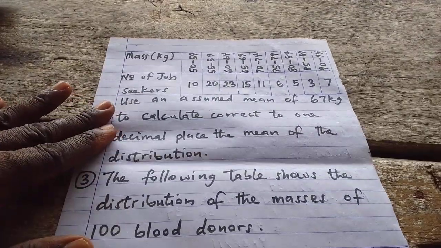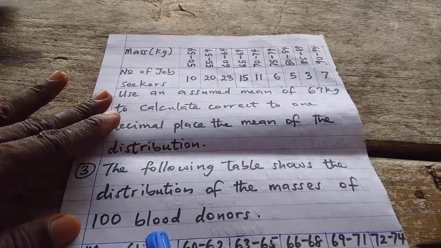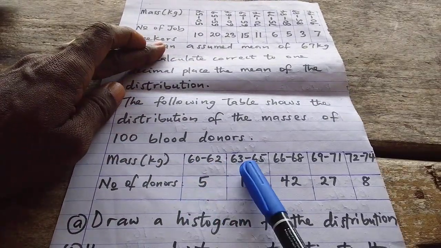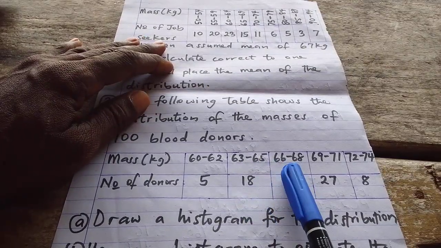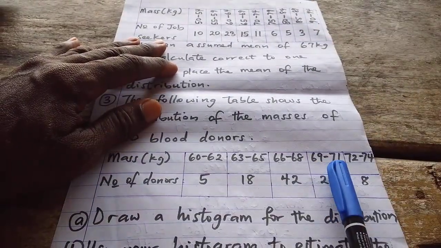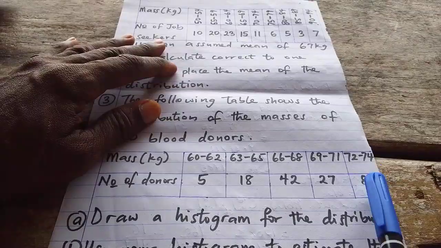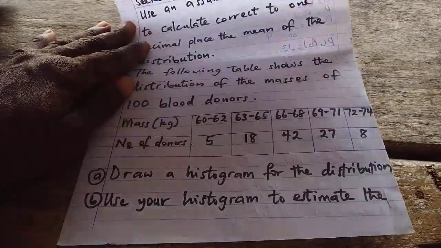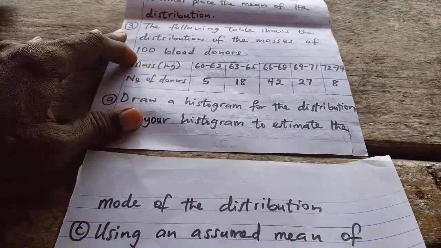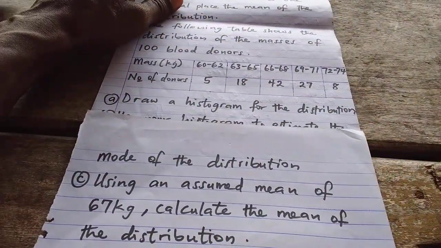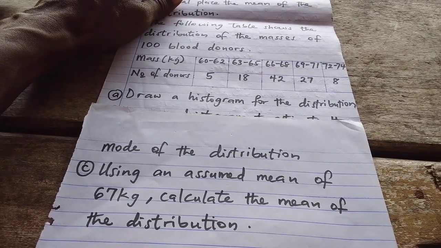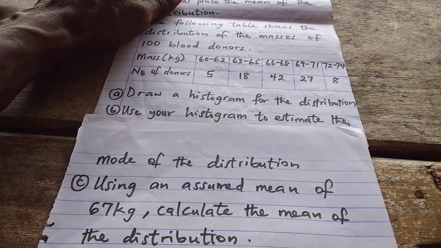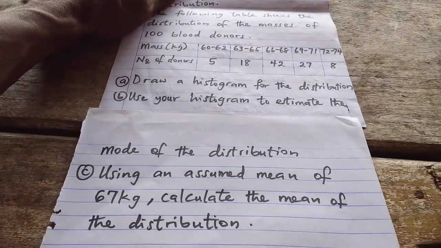Then number 3, the following table shows the distribution of the masses of 100 blood donors. The mass is given here. Those that weigh between 60 to 62, there are 5. 63 to 65, we have 18. 66 to 68, we have 42. 69 to 71, we have 27. And 72 to 74, we have 8 of them. So A, draw a histogram for the distribution. B, use your histogram to estimate the mode of the distribution. C, using an assumed mean of 67 kg, calculate the mean of the distribution.